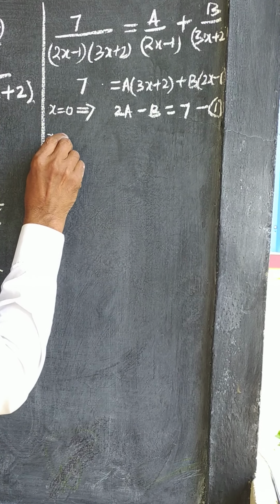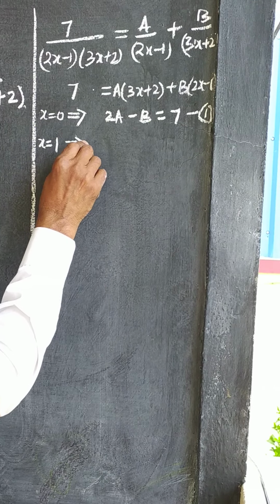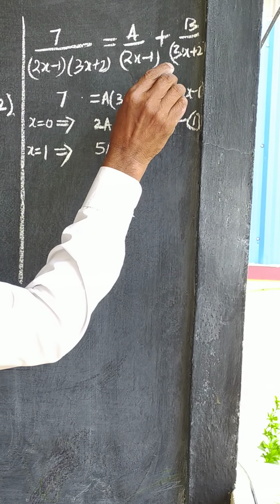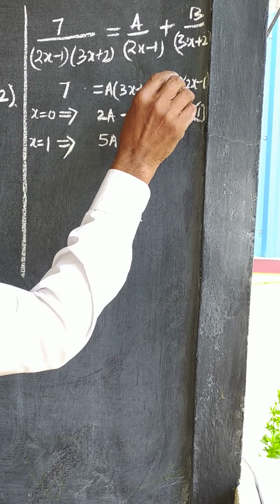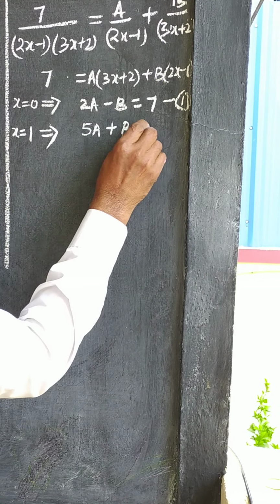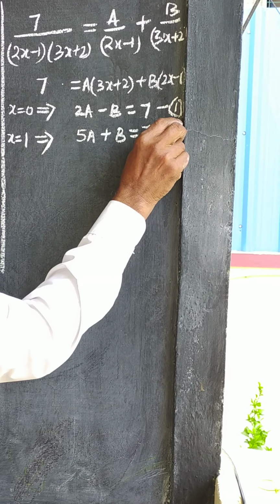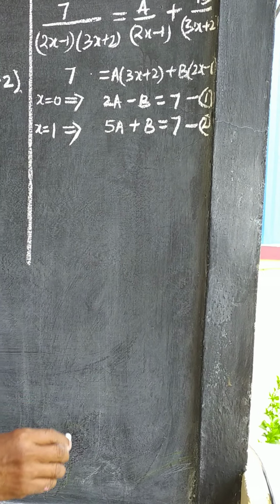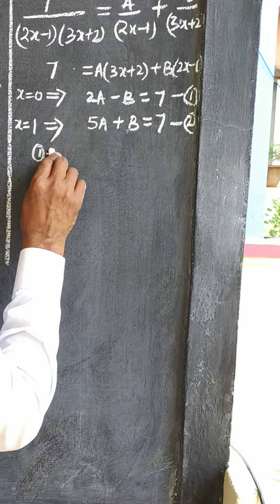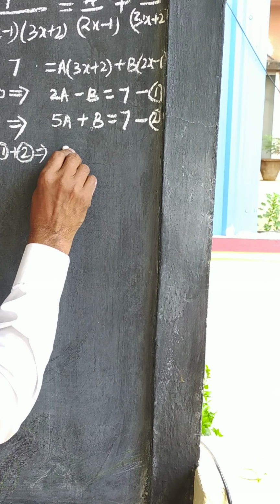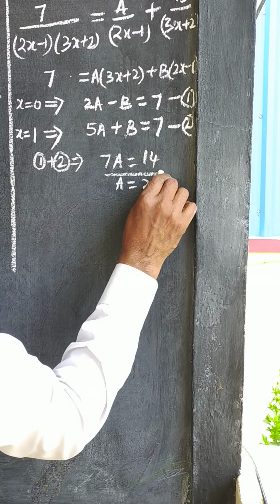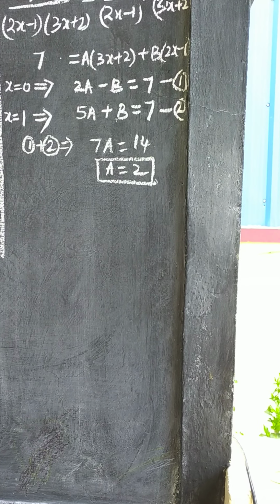When you put x is equal to 1, you get 5a plus b is equal to 7. This is equation number 2. By solving these two equations, 1 plus 2 gives you 7a is equal to 14. Therefore, a is equal to 2.